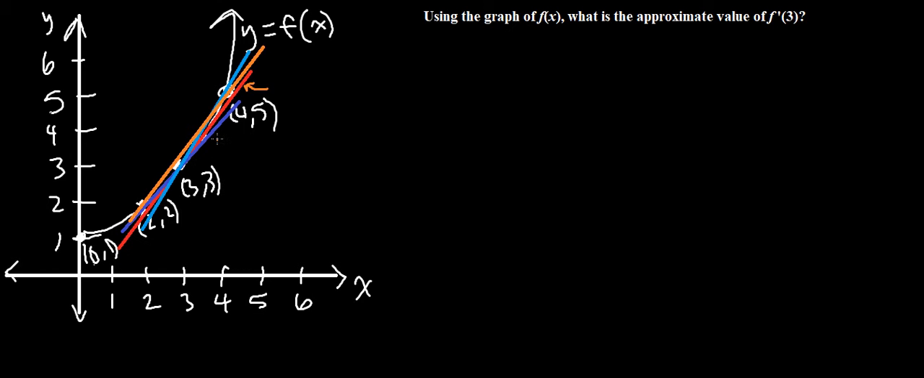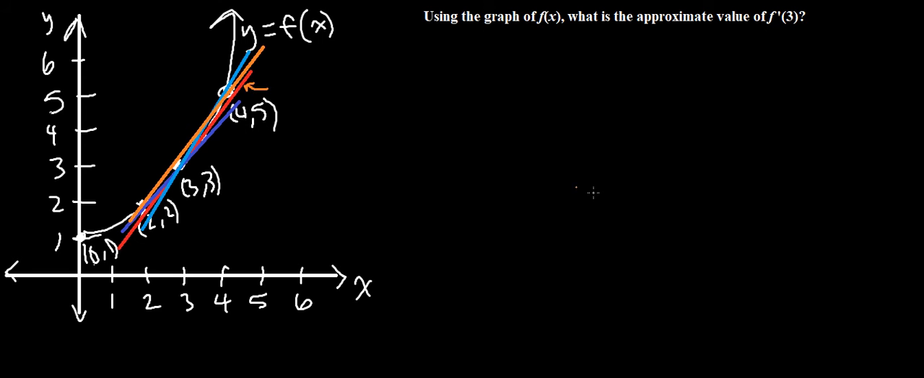So we can see this dark blue line goes through the point (3, 3) and the point (2, 2). We could also use the light blue line, which goes through the point (3, 3) and the point (4, 5). We could also use the slope of this orange line, which doesn't go through (3, 3), but goes through the points (2, 2) and (4, 5).